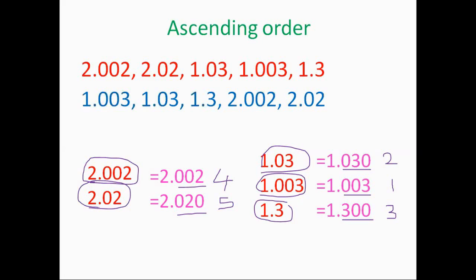Let's see one more example in the ascending order. We have four numbers right now on the screen. The whole number is common, 8, but the numbers of digits after decimal are not equal. The first number has only 2 digits, the second has 3 digits, the third has 3 digits, and the fourth has only 1 digit. So the numbers of digits after decimal are not equal.